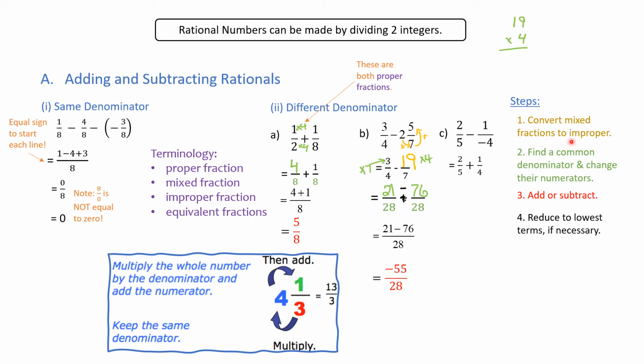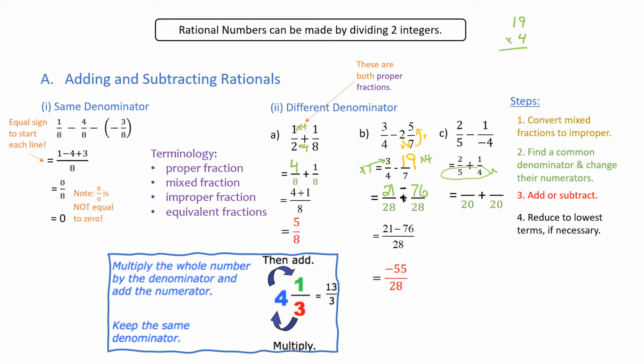And now I'm on to step 1. Convert mixed to improper. Okay, I don't need to do that. I don't have any mixed numbers here. So I'm down to step 2. Find a common denominator and change their numerators. And remember, all you really need to do for a common denominator is multiply your two denominators together. Multiply these two denominators together, you'll get a common denominator. Sometimes it'll be too big. This time it's not. We get a 20.